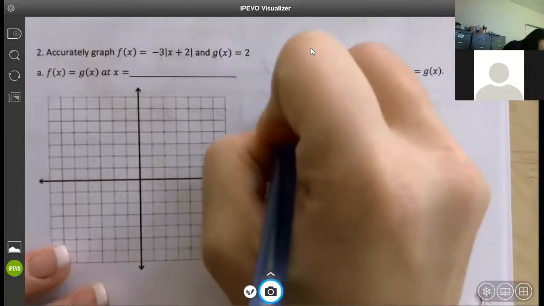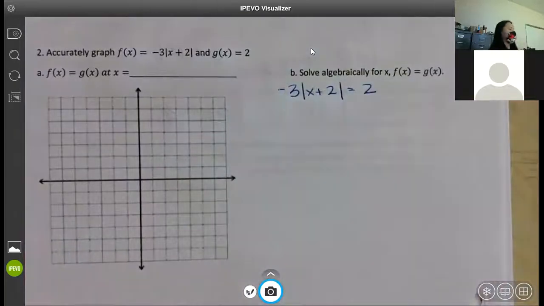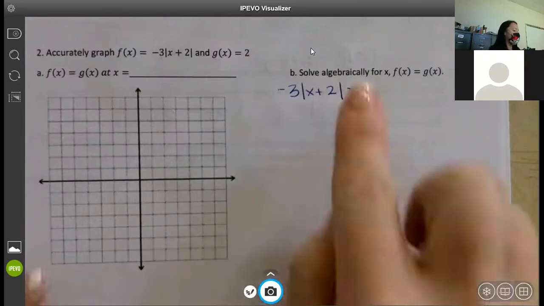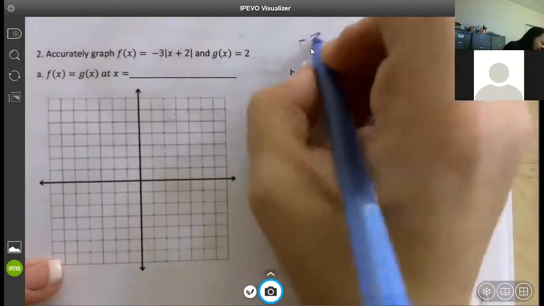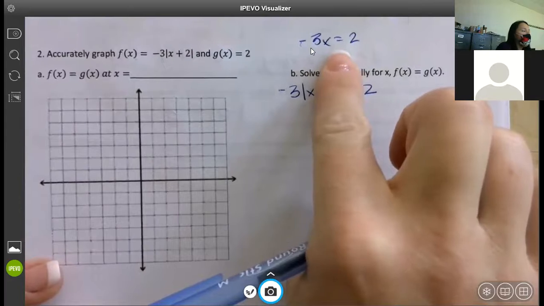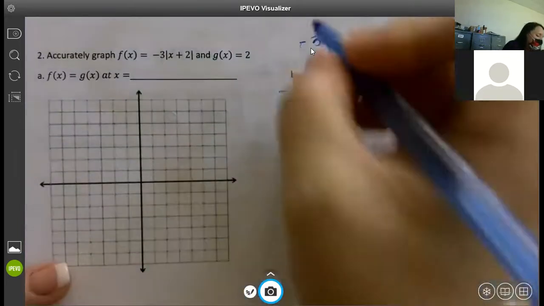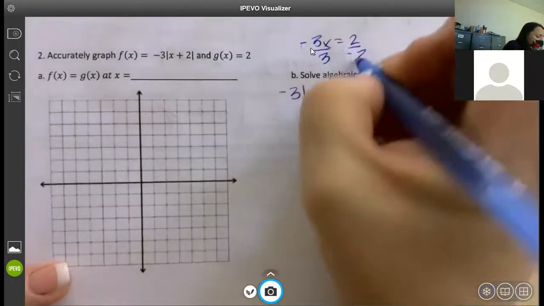So f of x is negative 3, absolute value of x plus 2, and g of x is 2. So to get the absolute value by itself, treat this as this equation, negative 3x equals 2. How would I solve this equation? Divide by negative 3. It's okay. It's been a while since y'all solved equations. We're going to divide by negative 3.